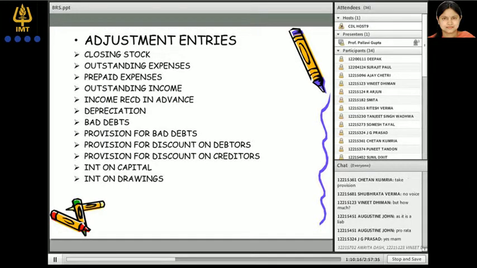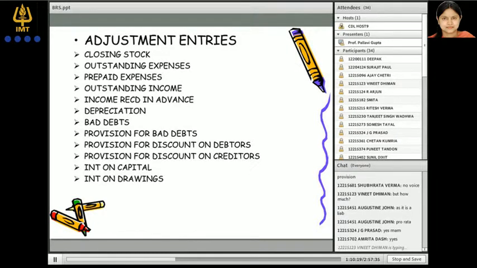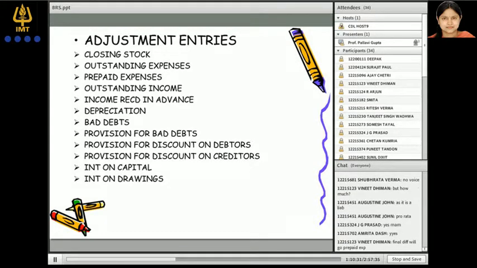Now prepaid expense. Okay, again the financial year remains same. Now there is one insurance policy. The period for the insurance policy would be 1/6/11 to 31/5/12. First June 2011 to 31st May 12.